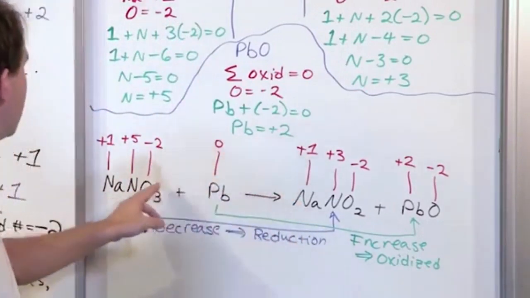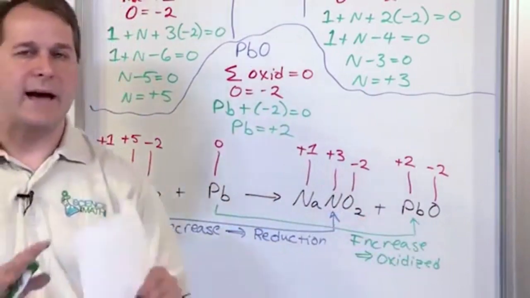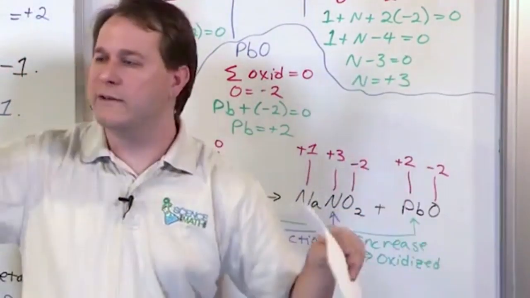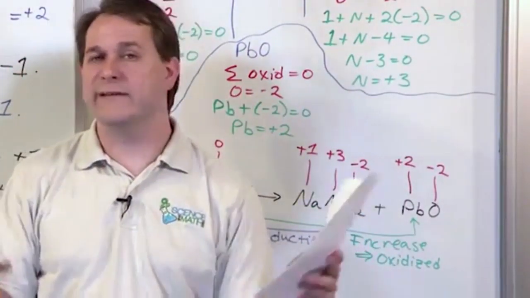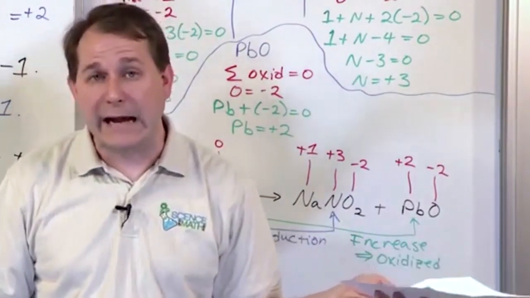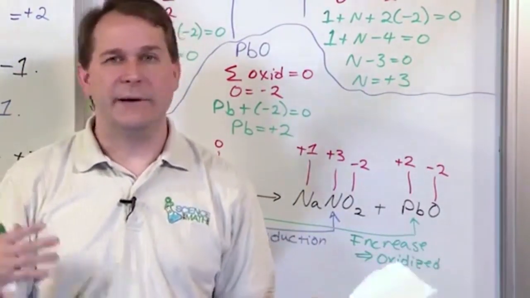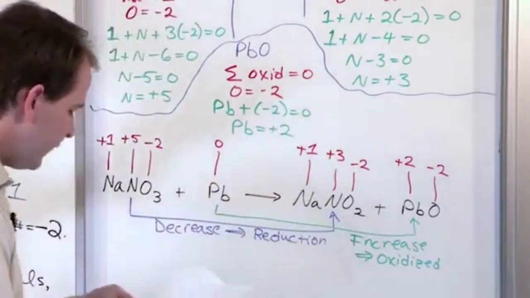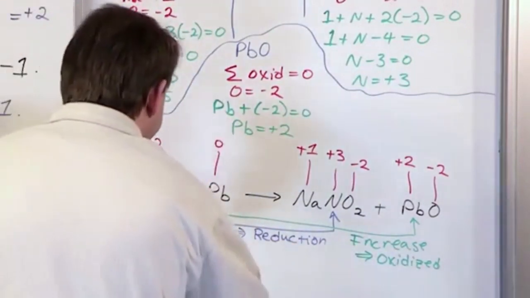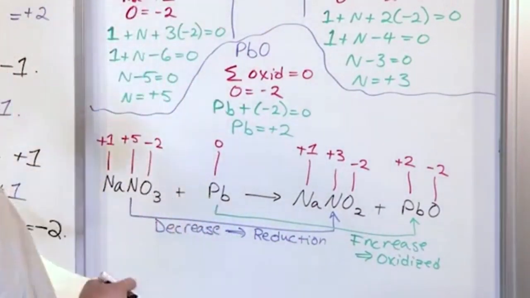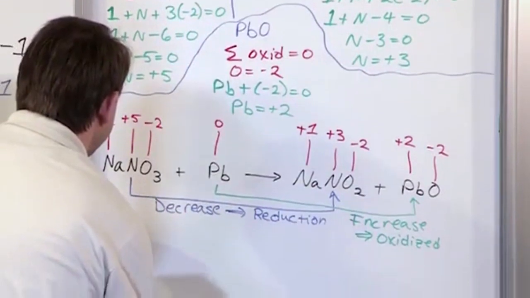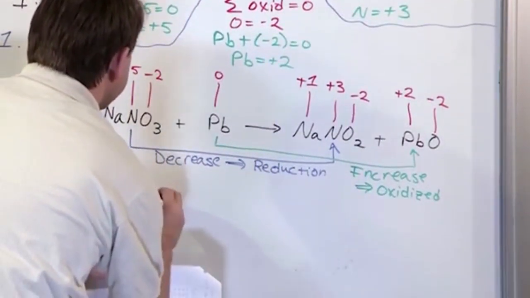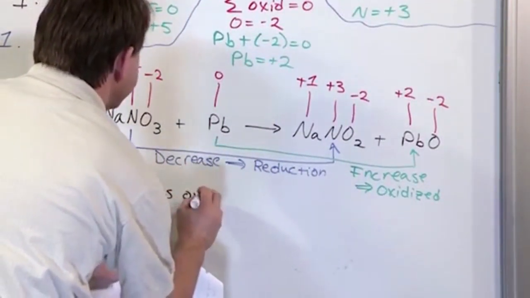Everything else, there was no change. Sodium was the same, oxygen was the same. And if I have a reaction 1,000,000 miles long, once I identify what's increased and what's decreased, everything else really should just be hanging out, and not really being oxidized or reduced. So because the problem asked us, let's just write it all down. What we're going to say is the lead, Pb, was oxidized.